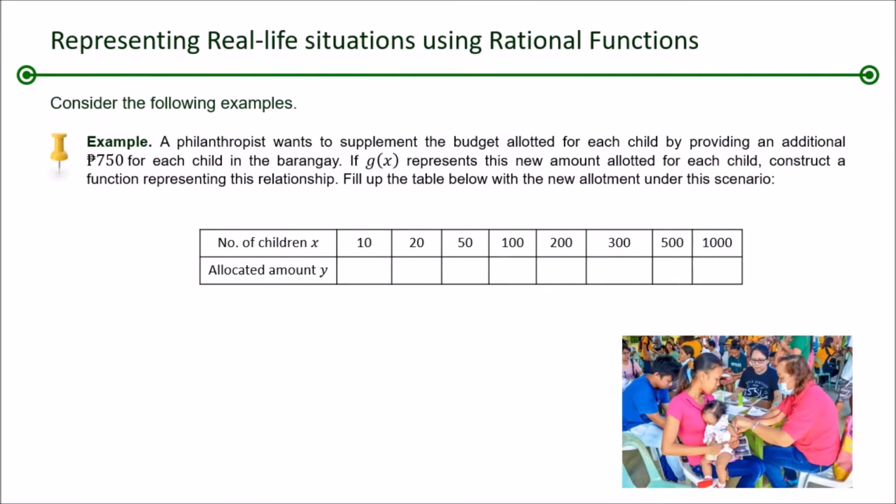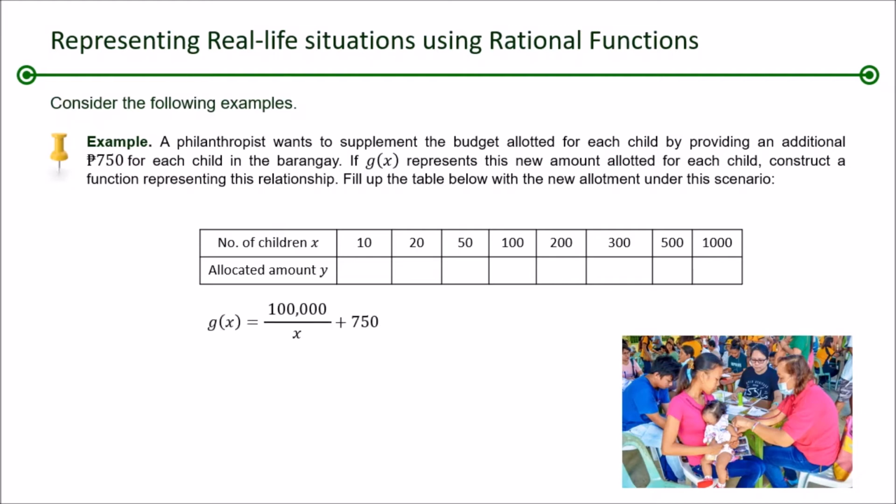Let's say a philanthropist wants to supplement the budget allotted for each child by providing an additional 750 pesos for each child in the barangay. If g of x represents this new amount allotted for each child, construct a function representing this relationship. Fill up the table below with the new allotment under this scenario.